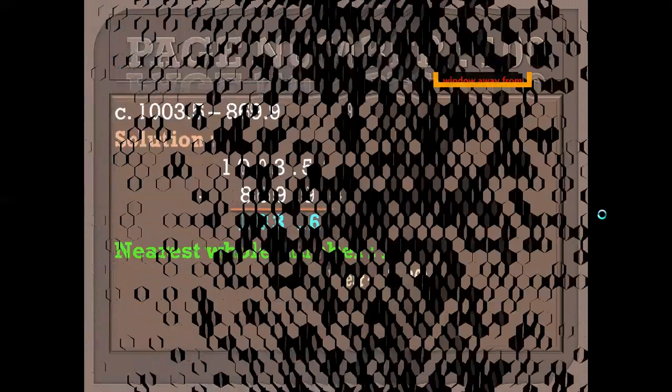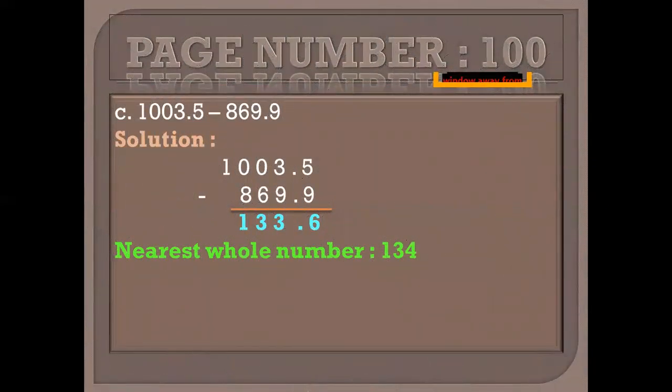The C part of this question is 1003.5 minus 869.9. Now we have subtraction. When we subtract these two numbers, 5 minus 9, we cannot subtract 9 from 5, so we take a carry from 3. 15 minus 9 is 6. 2 is left there. We borrow 1 from 0, but 0 has nothing. No number is there before this.